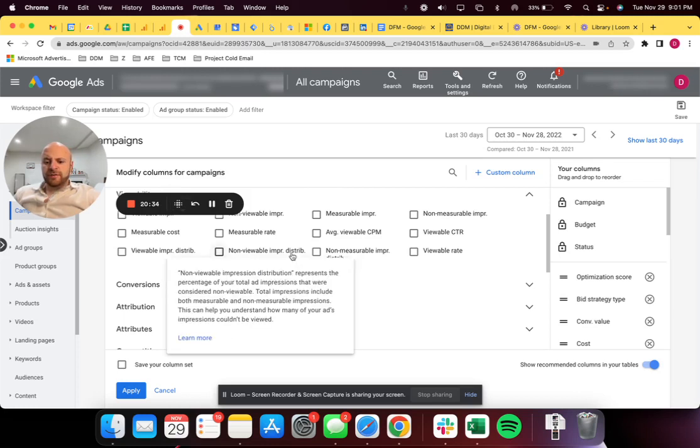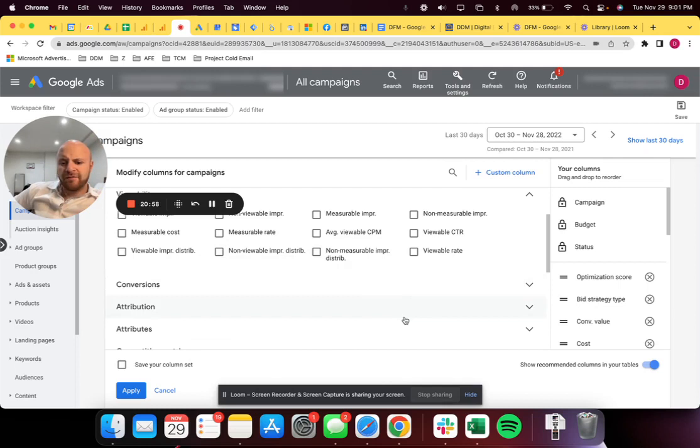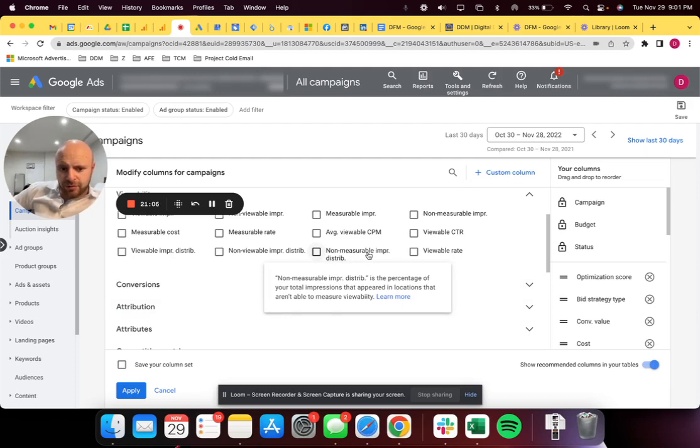The distribution is basically just a rate. It's a rate of the total. Viewable impressions distribution is like your rate. Compare your rate of viewable impressions to your overall impressions. Non-viewable impressions is your rate of non-viewable impressions to your overall impressions. Non-viewable impressions distributed, non-measurable, do they have a measurable impression distribution? No. I guess to find that you would just do the total impressions minus the total distribution, and that would get you the measurable impression distribution. I don't know. It's kind of weird. Why would they not complete it? Whatever. And then you have viewable rate.